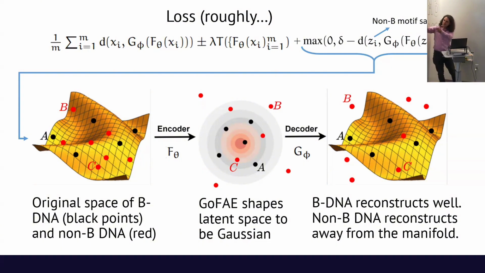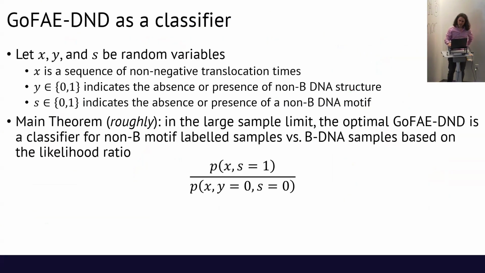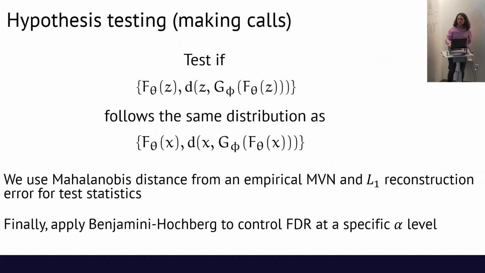So the second part is to encourage non-B structures to actually map off the manifold and reconstruct poorly. And we hope that the other part of the loss is going to be the one that's controlling B DNA structure, mapping well and reconstructing well. Okay, I'm running low on time, so we have some methodological notes that prove that we can treat this as a classifier in some large sample limit, but let me just skip that because I know you probably want to see some results.